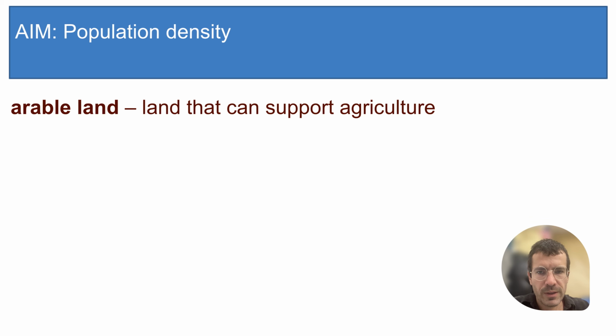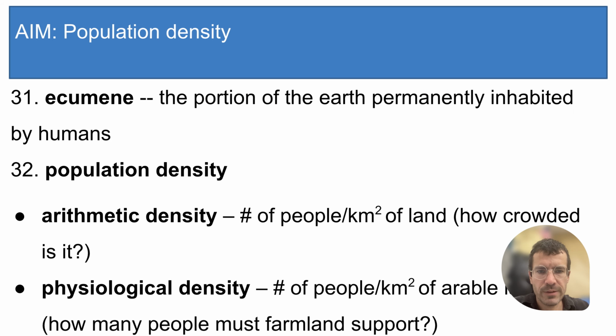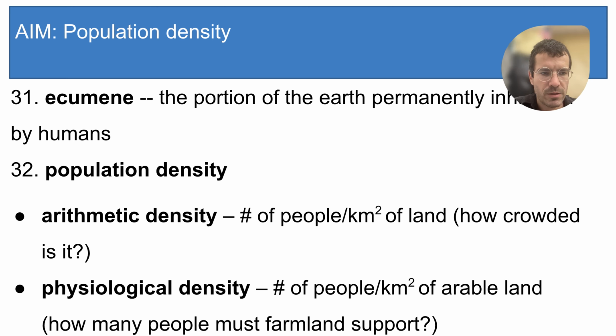All right, before we look at the next measurement, I want you to know this term, arable land. Arable land means land that can support agriculture. In other words, land that can be farmed. And our next measurement, physiological density, is sometimes also called arable land density. And this is the total number of people per square kilometer of arable land. So physiological density tells us specifically how many people there are in a country compared to how much land there is where food can be grown.